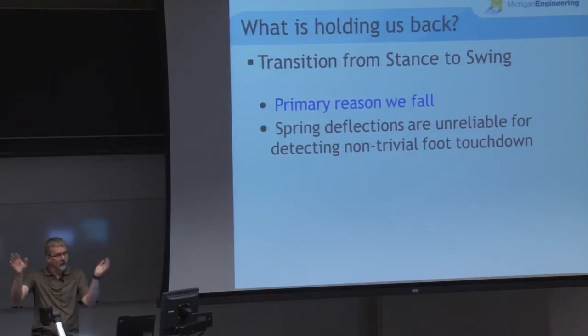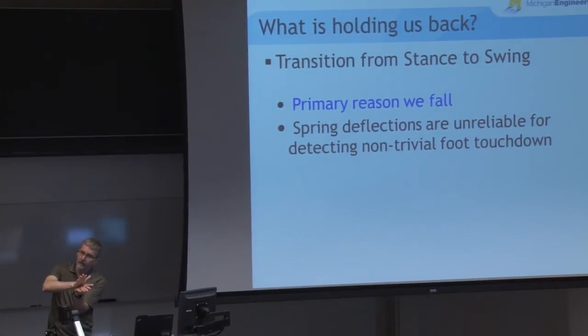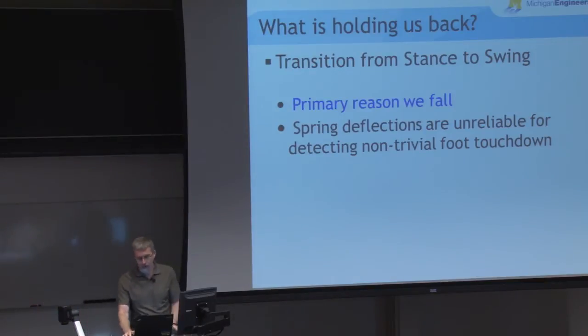This is something we haven't talked a whole lot about at this meeting, but just because you get the heel down is maybe not the right place to start the gait transition. You want to get a little bit more weight transitioned onto it. That takes finer knowledge than we're able to extract from the springs. So that's one of the reasons we're having problems. We're going to have to put some sensing on the feet and do a better job there.